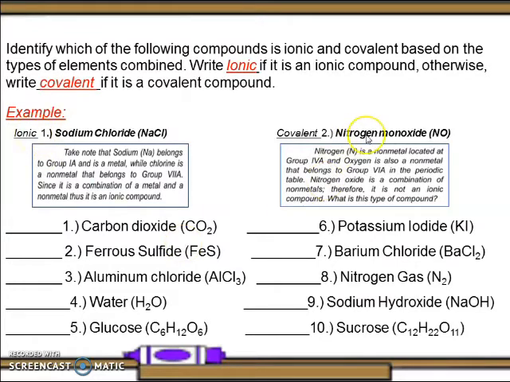Another example is nitrogen monoxide. Nitrogen is a non-metal located at group 4A, and oxygen is also a non-metal that belongs to group 6A in the periodic table. Nitrogen oxide is a combination of non-metals. If your answer is covalent compound, you are correct.